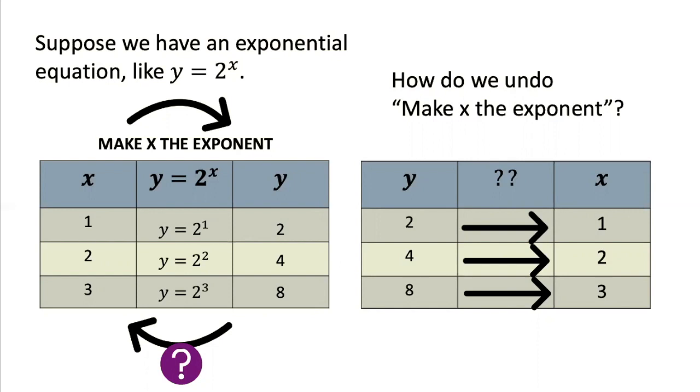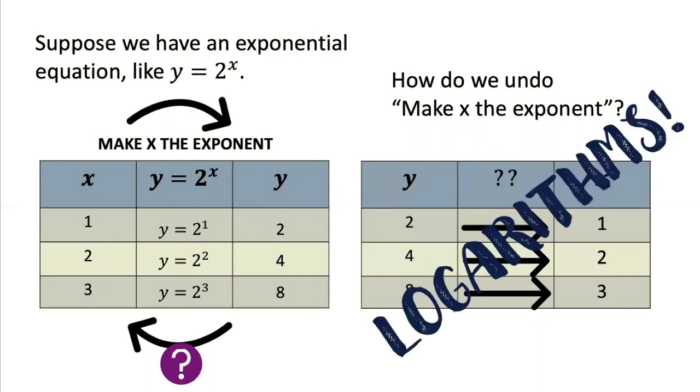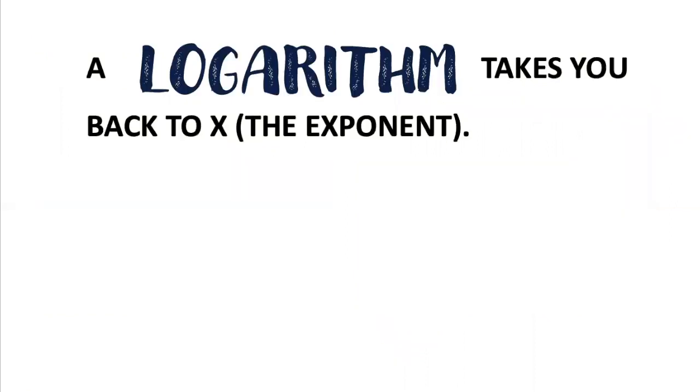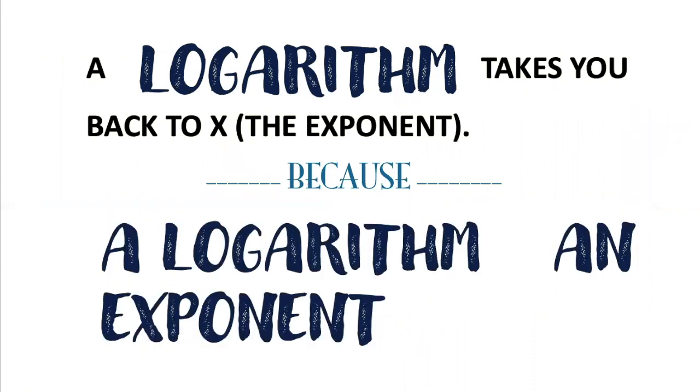And the thing that works for everything, in other words, the inverse operation for making x an exponent, is logarithms. A logarithm takes you back to the x, which was the exponent. And that's because, and here's the phrase that you just want to memorize and say in your head over and over again, a logarithm is an exponent.